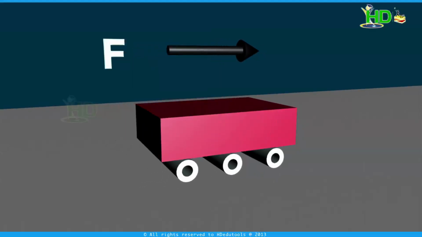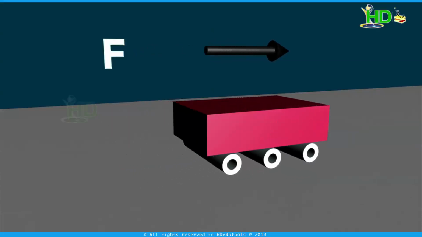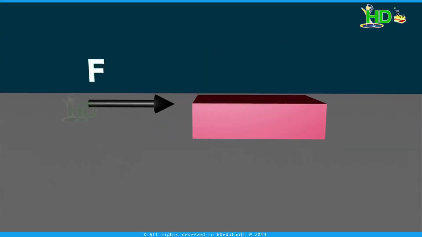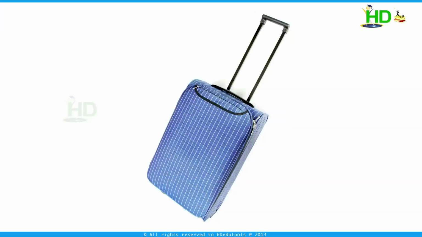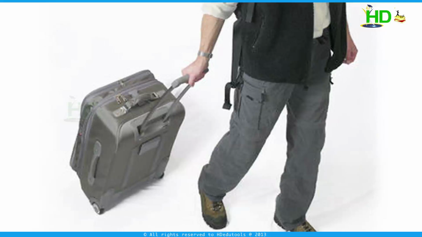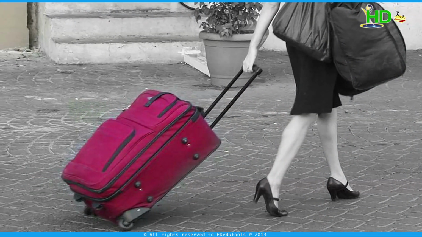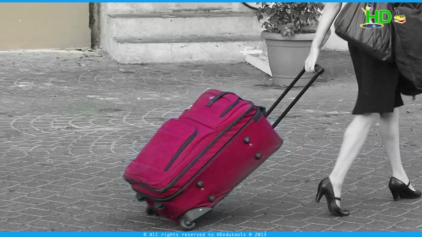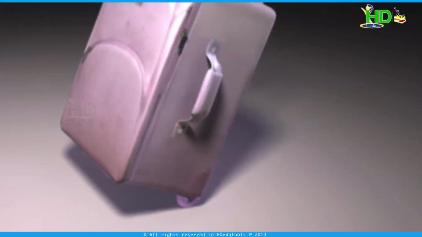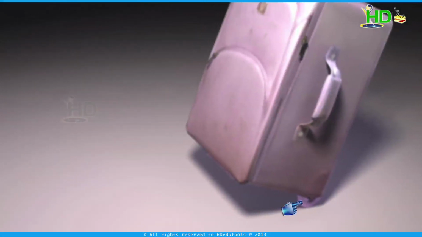Friction can be reduced by providing wheels. Why? Because rolling friction is less compared to sliding friction. For example, if you drag a suitcase on the floor, it will offer a large amount of friction. However, if wheels are provided to it, a very small amount of force is required to move it. The reason is that because of these wheels, the friction is reduced.